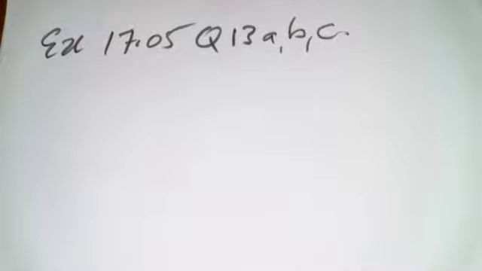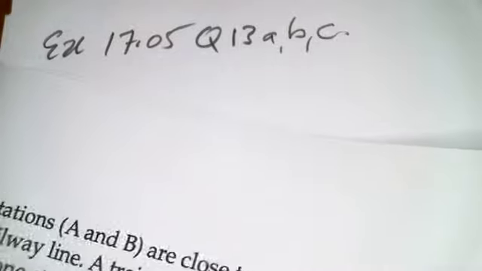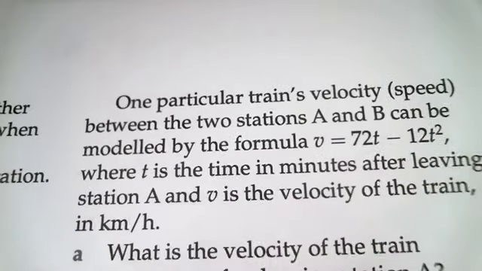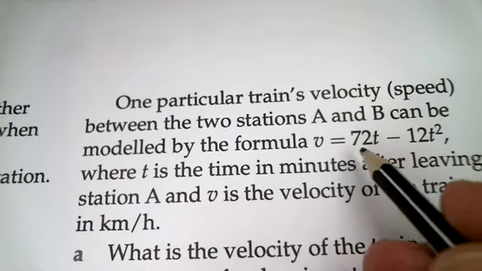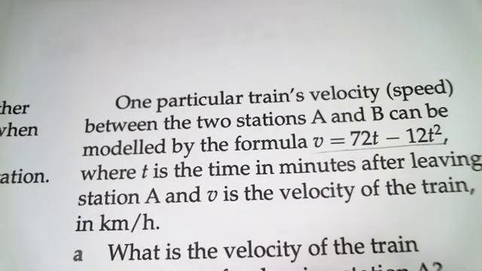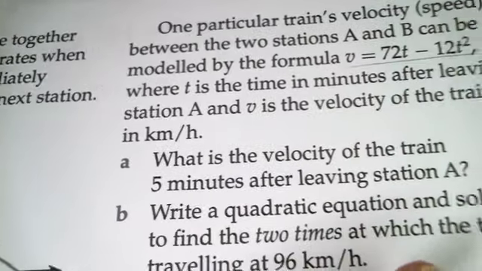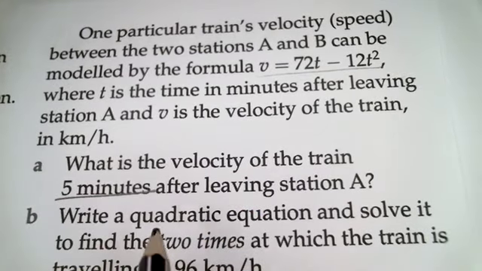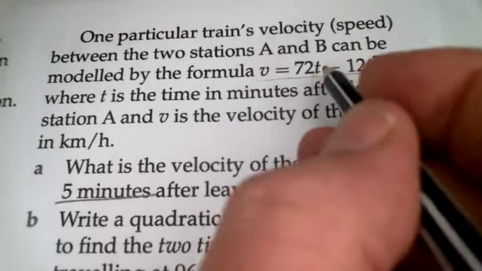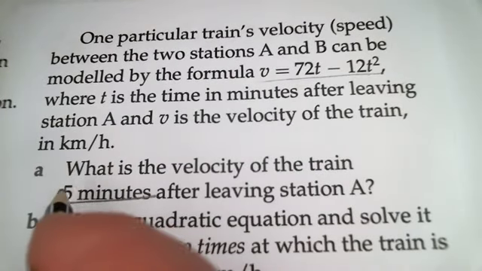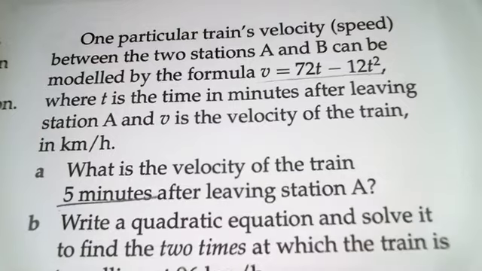All right, question 13, A, B, and C. I'll let you read the question, but ultimately, the first part says if you've got an equation for the velocity of the train in minutes, and we're told the velocity of the train is going to be a certain speed after 5 minutes, what would the velocity be? Well, we've got t's. 5 minutes is the value of t here. So we're just going to put 5 in every time we see a t over here.